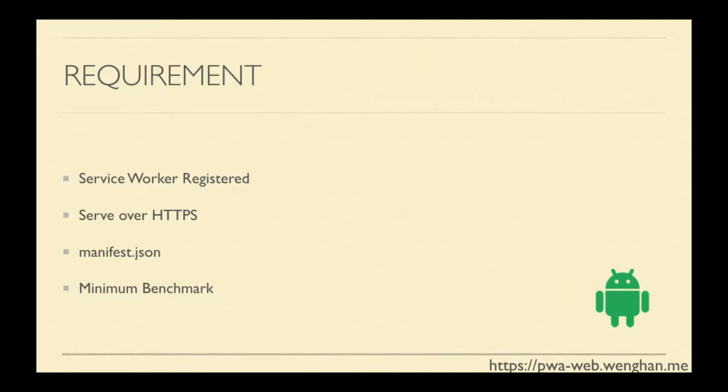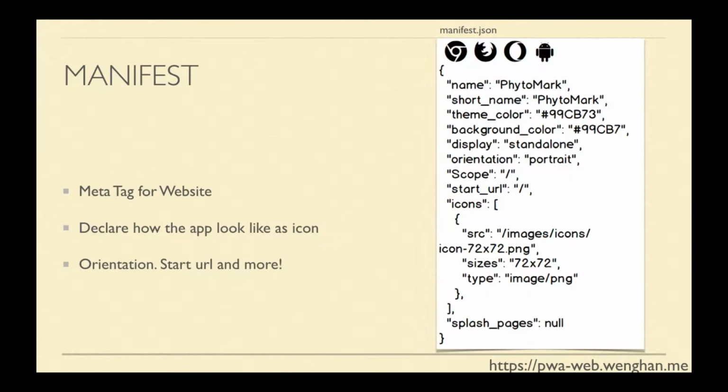Manifest.json is a kind of benchmark. It is just like the identity of your web app, so it will show how the app looks. And there's a minimum benchmark, which I'll talk about later. So the manifest is the identity. You have a name, short name, theme name. These are all the meta tags required by a website to serve a better look on your phone. So you declare how the app looks, and then you can do a lot more, like the orientation of your web app, your start URL, and all kinds of things.